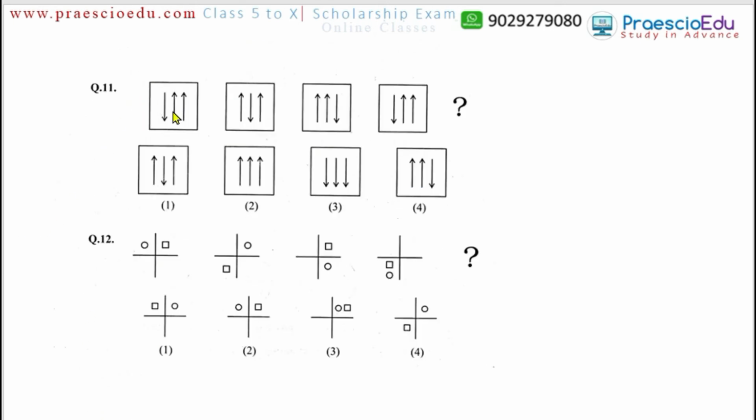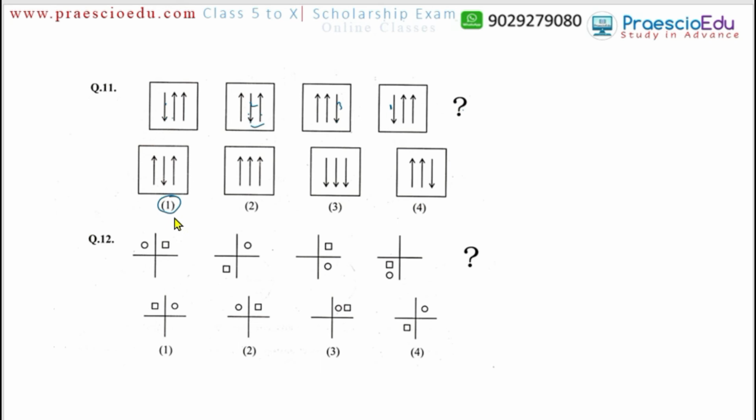Now question number 11. There are 3 arrows, one downward, 2 up. After this one, this arrow comes to the middle one, and after this one, this arrow comes to the last one. This position is the first, here the second, and here the third position. Then again it comes to the first position, and here the second position, like this figure. This is given in option number 1.